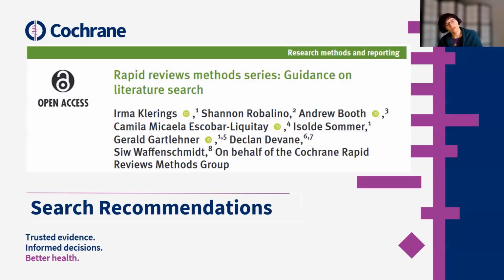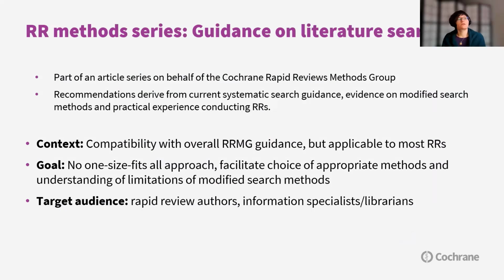With this point in mind, I'm going to talk now more in detail about our guidance on literature searching. For a bit of context, it's part of an article series that we wrote on behalf of the Cochrane Rapid Review Methods Group. It contains recommendations that derive from current systematic search guidance, from evidence about modified or abbreviated search processes, and from practical experience in conducting rapid reviews.